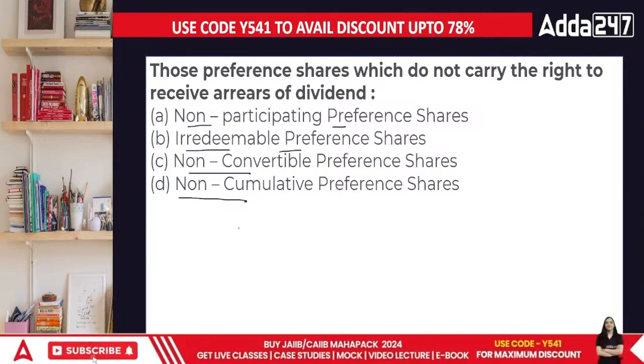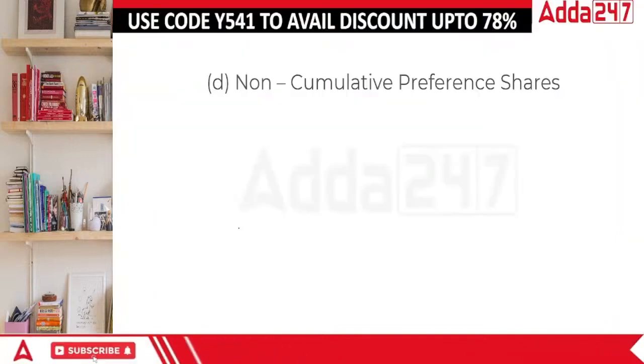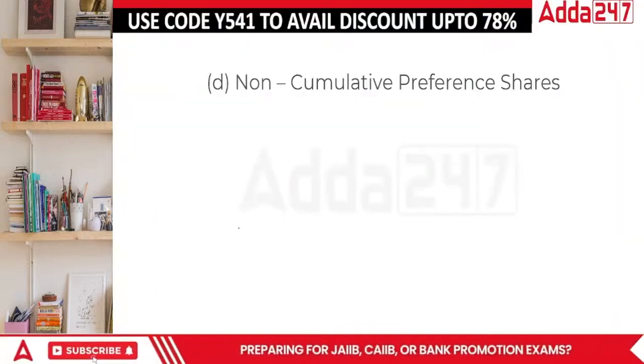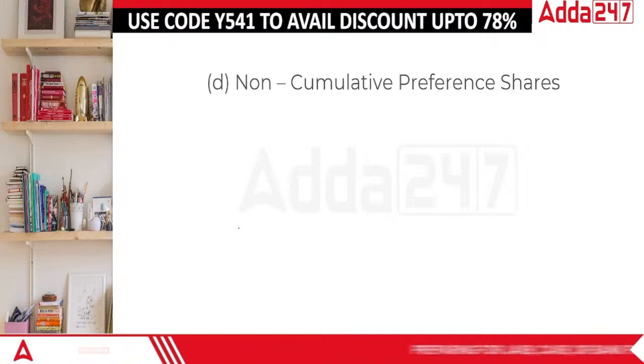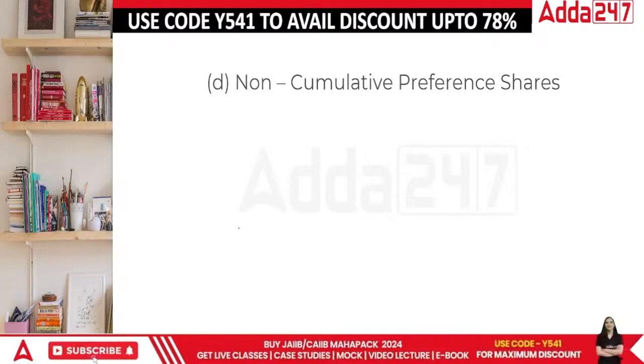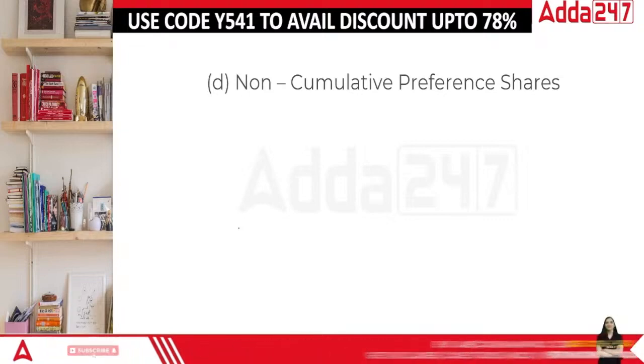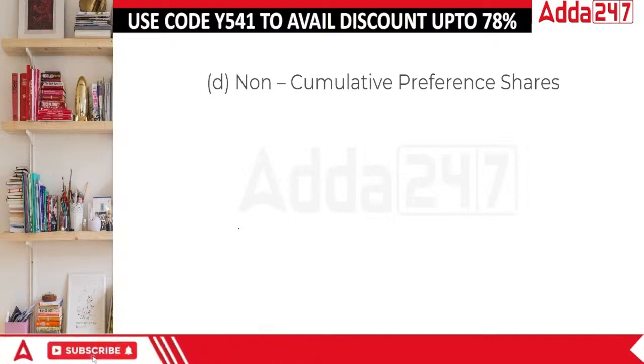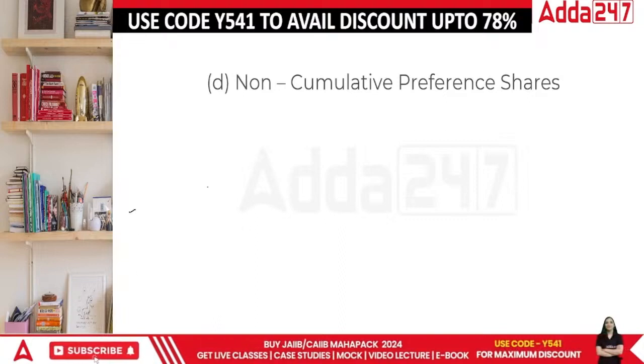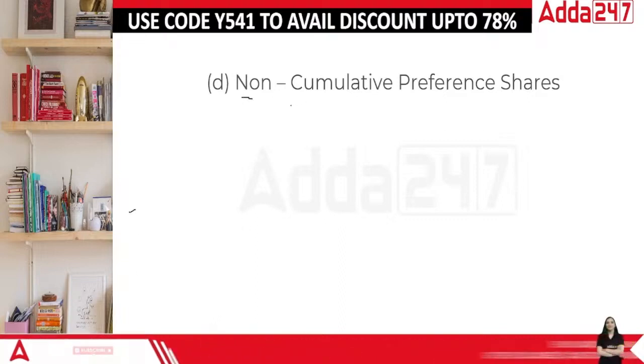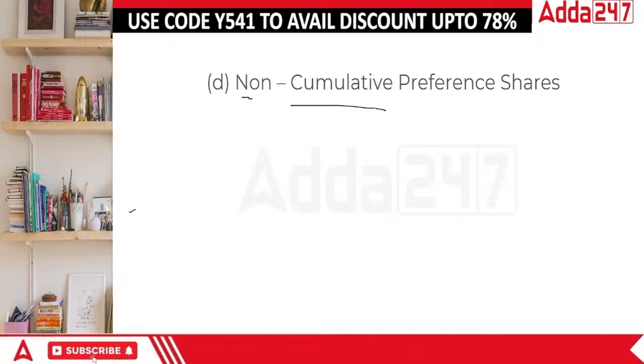Who are those people? In this case, the correct answer is non-cumulative preference shares, the one which cannot be collected. And everyone, that is non-cumulative. That means you cannot accumulate or keep together the preference shares.